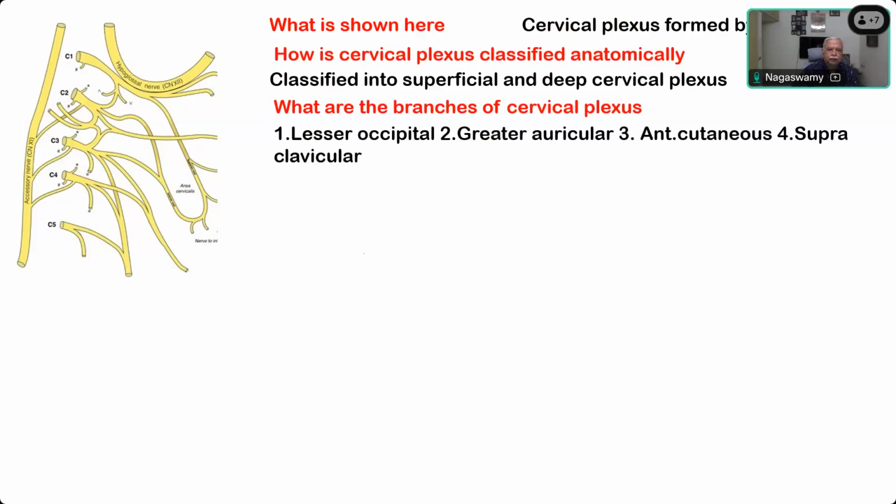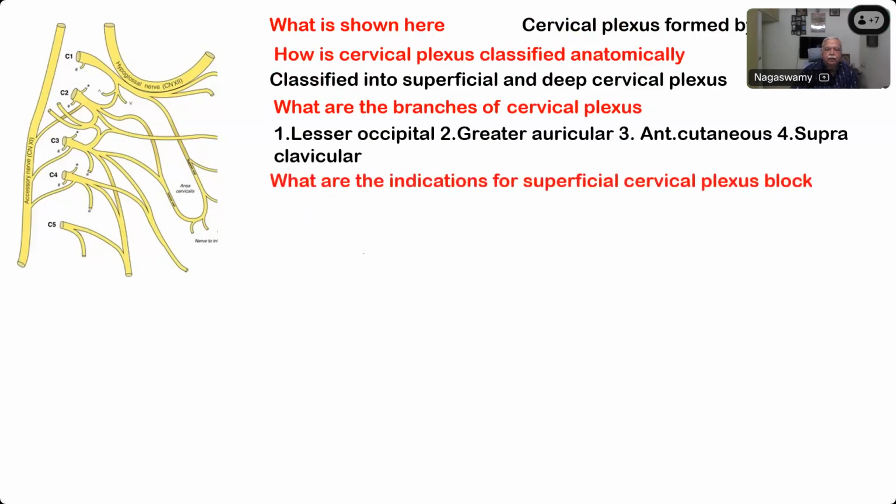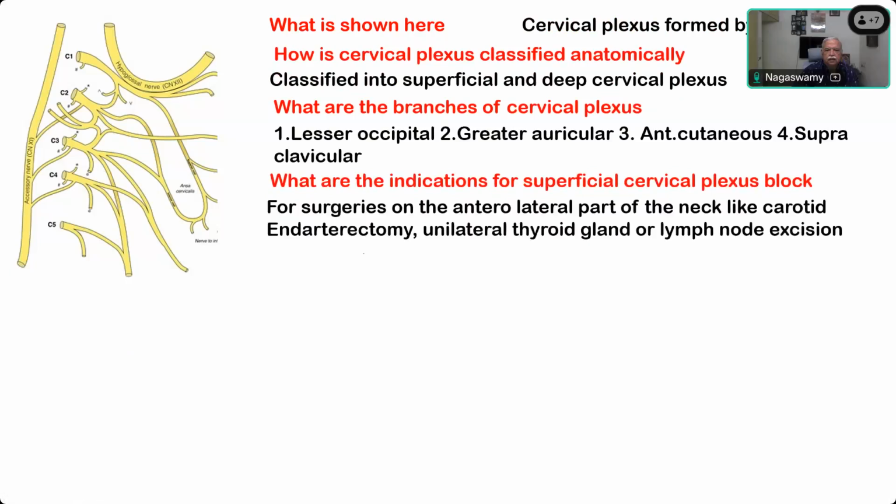Lesser occipital, greater auricular, cutaneous branch in the rectal region. What are the indications for superficial cervical plexus block? So shoulder surgeries, thyroid surgeries, clavicle surgeries, and surgeries on the anterolateral part of the neck like carotid endarterectomy, unilateral thyroid gland or lymph node excision.